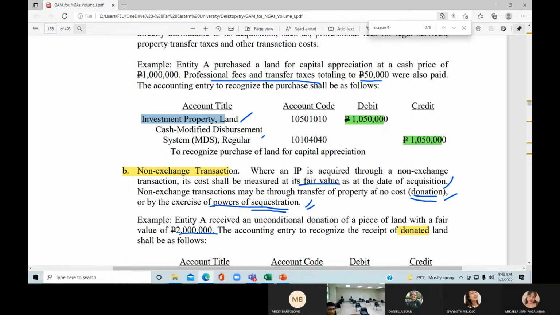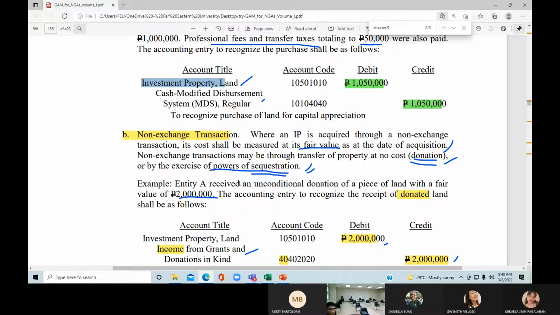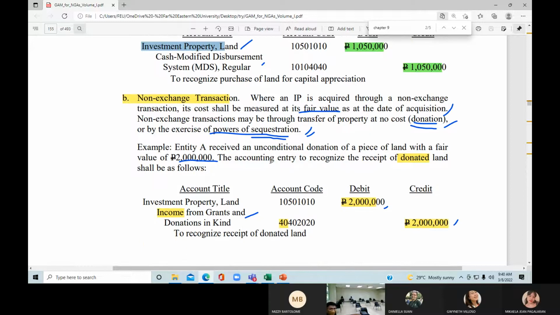Next, non-exchange transaction naman. For example, donation. So, sabi natin, hindi mo naman kasi binayaran yan, no? Wala kang purchase price. Dinonate nga lang sa iyo. Or, eto, by the exercise of powers of sequestration. So, kung si government, kinuha niya yung property. Okay? Through the powers of sequestration. Example, Entity A received an unconditional donation of a piece of land with a fair value of 2 million. So, anong entry dyan? Debit investment property, land, 2 million. Credit, since hindi ka naman nagbayad ng cash, no? Ay kay-credit mo dyan, income from grants and donations in kind. 2 million.